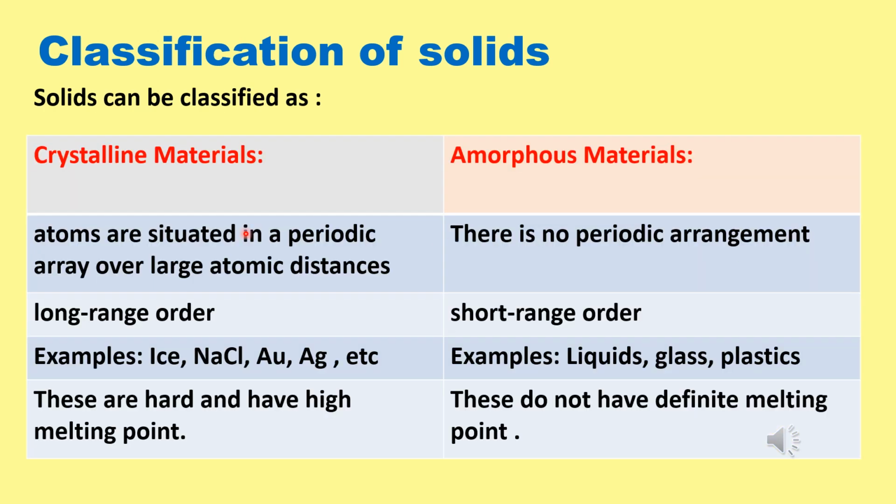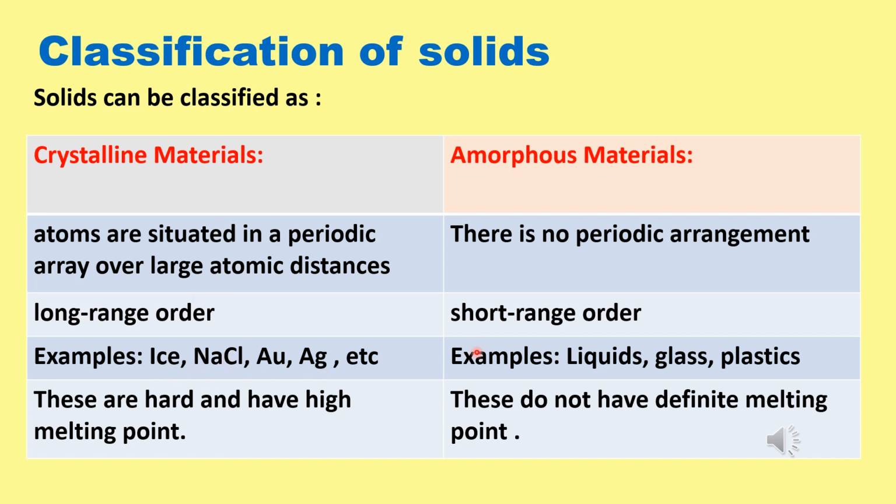Solids can be classified in two classes, crystalline and amorphous material. In crystalline materials, atoms are situated in a periodic array or in a regular manner over large distances, whereas in the case of amorphous material, there is no periodic arrangement. So crystalline materials show long range order, whereas short range order is shown by amorphous material. The examples are like gold, silver, NaCl, ice.